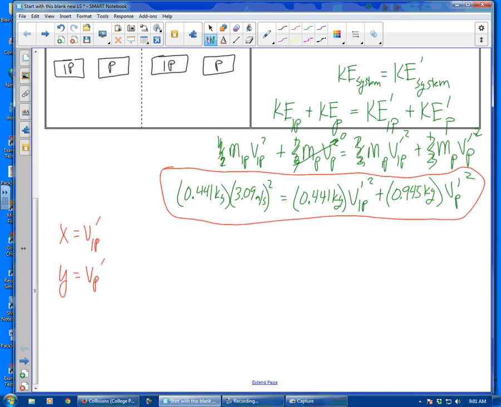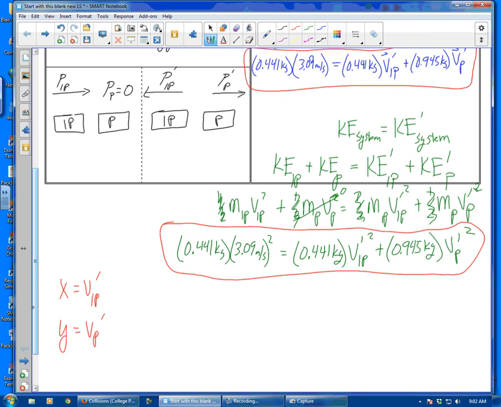All right? I'm going to rewrite these two equations in terms of x and y. So this first one is going to be 0.441 times 3.09. Since this is just math, it doesn't really need units. Times 0.441x plus 0.945y. That's that blue one put into x and y. Now let's do the same thing here.